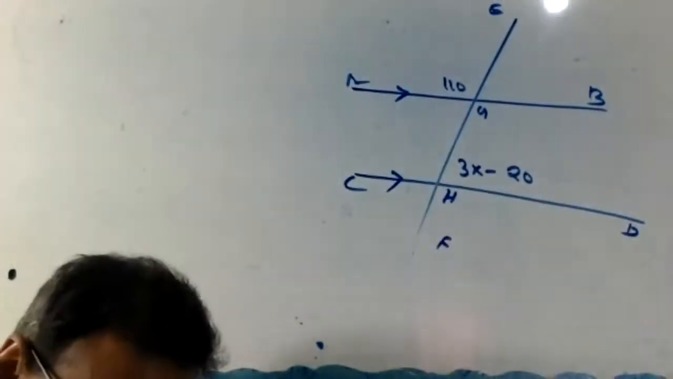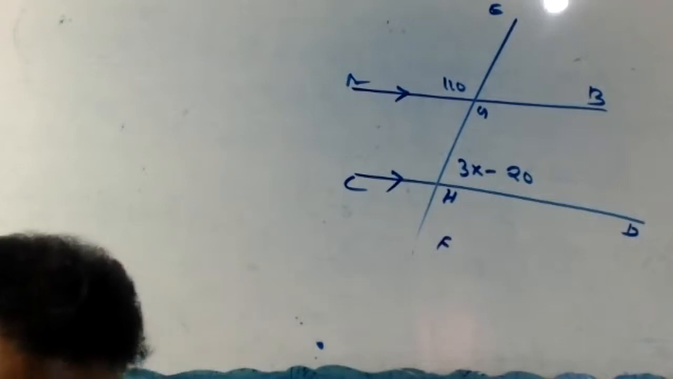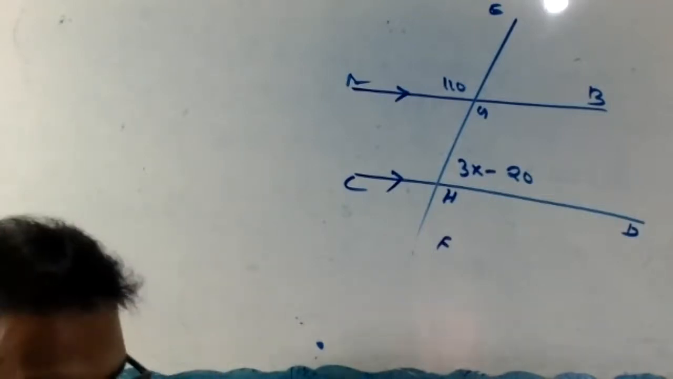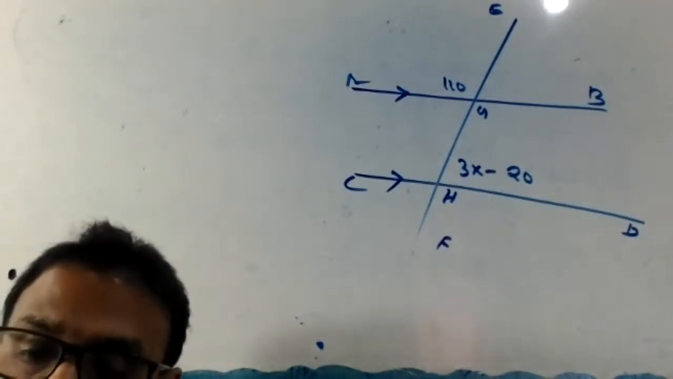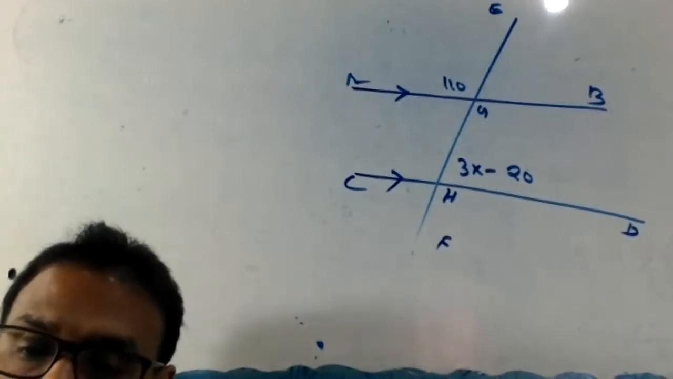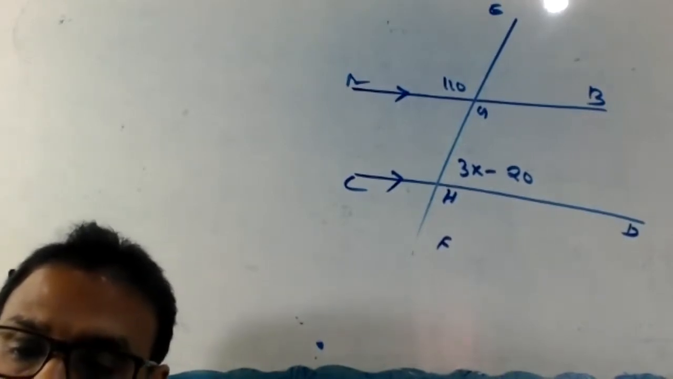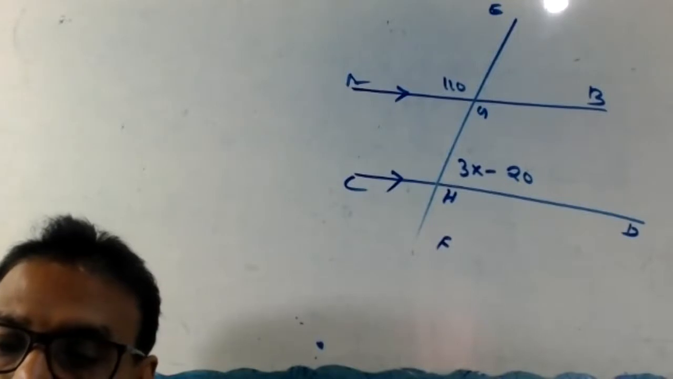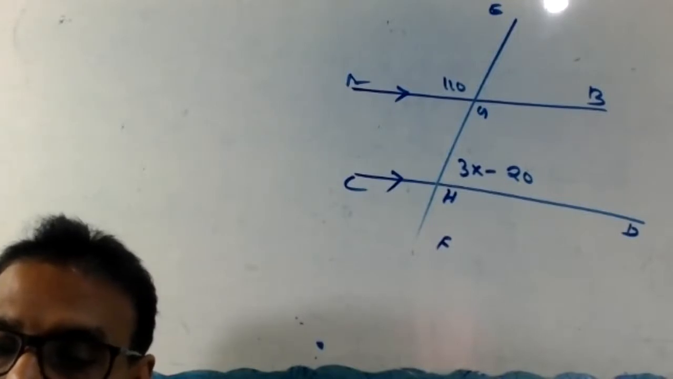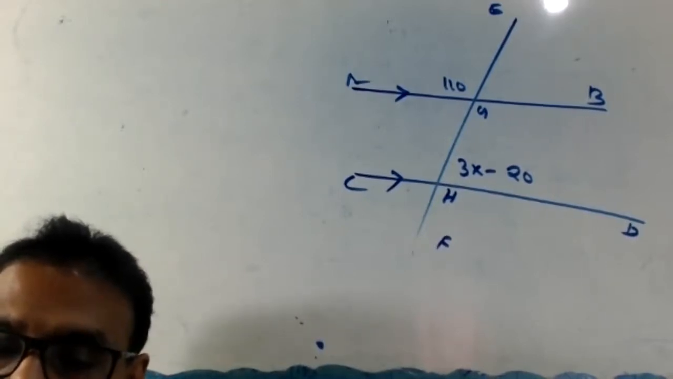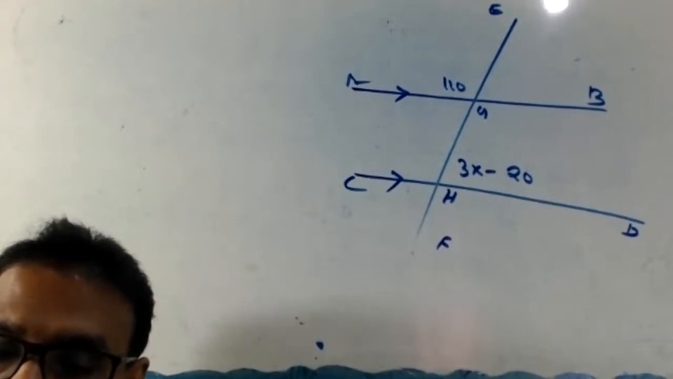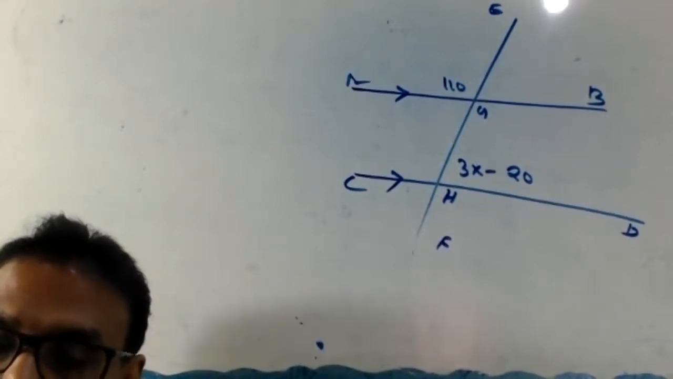Okay, finish. How much? X equal to how much? X equal to 30. Net issues problem. X equal to 30, not 60.